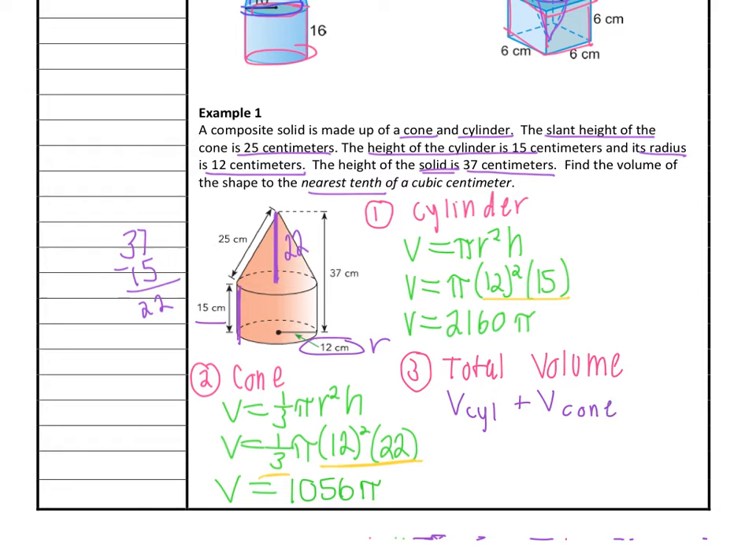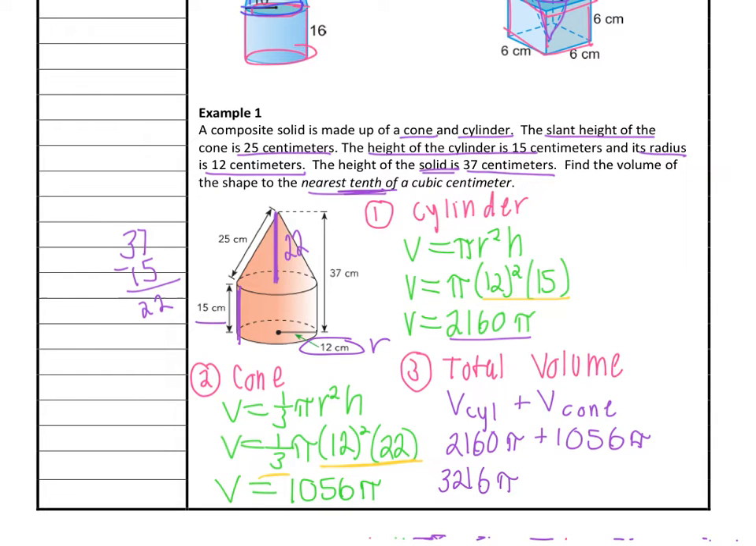And add them together. So my cylinder was right here. So I'm going to take 2160 pi plus 1056 pi. All right. And if I add those two together, we are going to get 3,216 pi. However, the question said nearest tenth of a cubic centimeter.